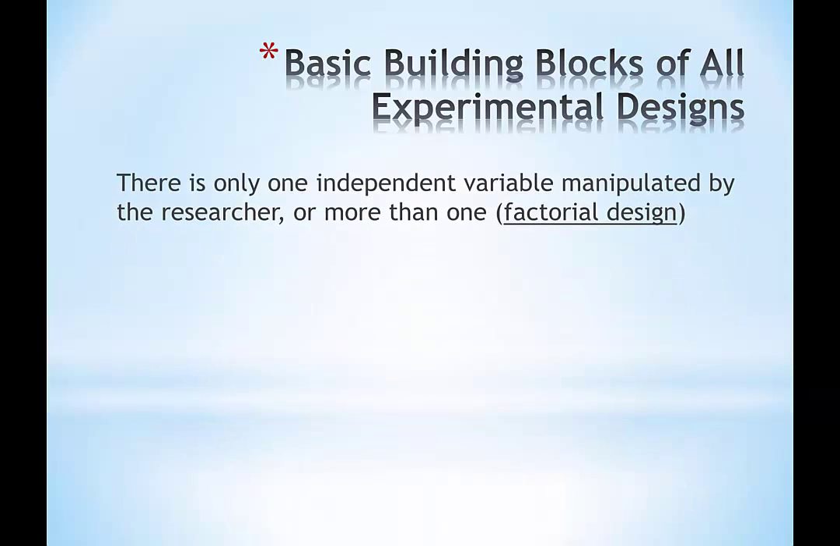A third basic building block of all experimental designs is either there's one independent variable or there's more than one. And that's pretty straightforward. And when there's more than one, we have a special name for that. You can see it on the screen. It's called a factorial design. So you've got one independent variable or more than one.